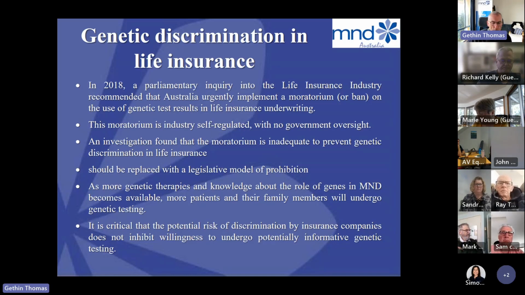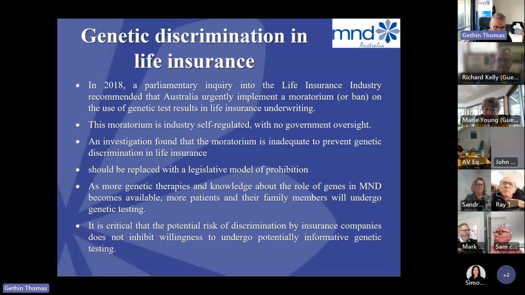So basically, the problem is this was a moratorium. It was industry self-regulated. Without being too blasé about this, we all know how industry self-regulation works very poorly, as soon as money and self-interest comes into it. So the government had another look at this moratorium and decided it was inadequate. This report has come out and it basically said this needs to be legislated. There has to be a prohibition on life insurance companies being able to use genetic testing in their consideration of whether to offer you life insurance and the price of that life insurance.